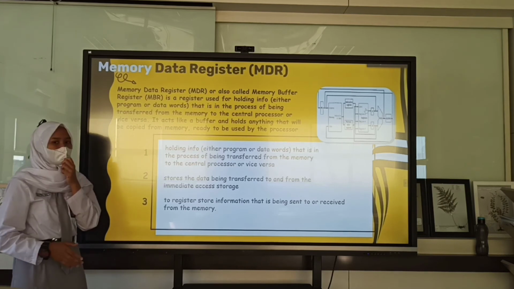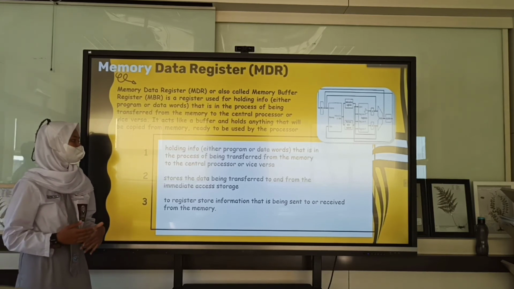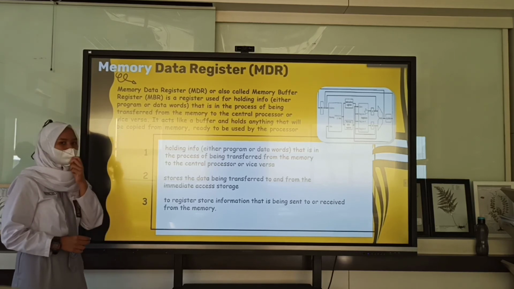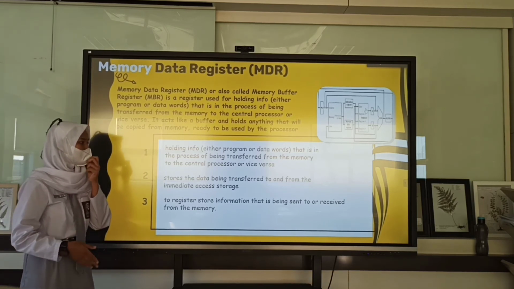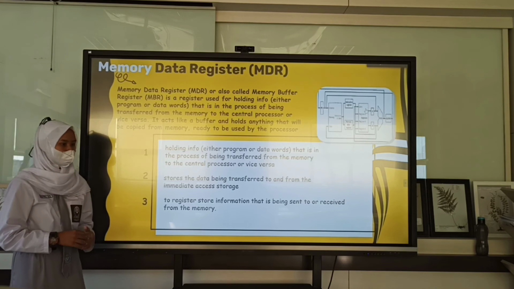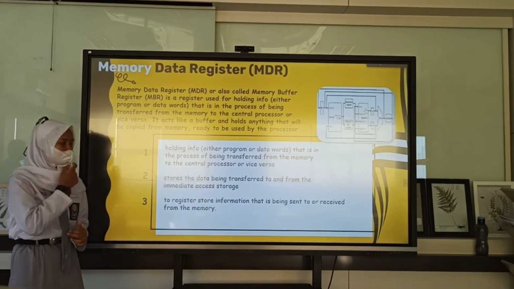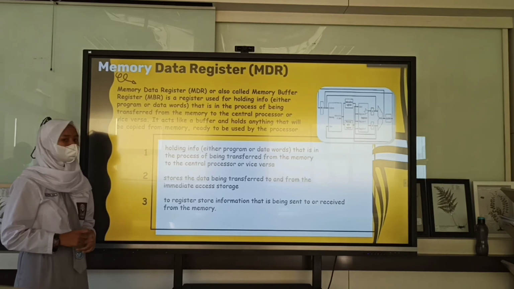The three functions of MDR are, number one, holding information, either program or data words, that is in the process of being transferred from the memory to the central processor or vice versa. Number two, stores the data being transferred to and from the immediate access storage. Number three, to register and store information that is being sent to or received from the memory.